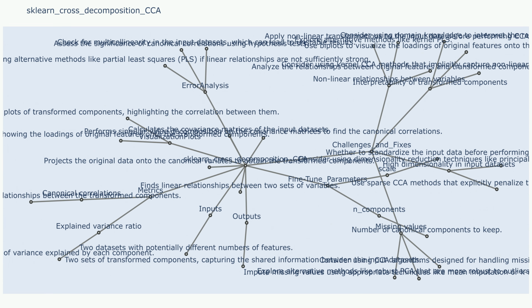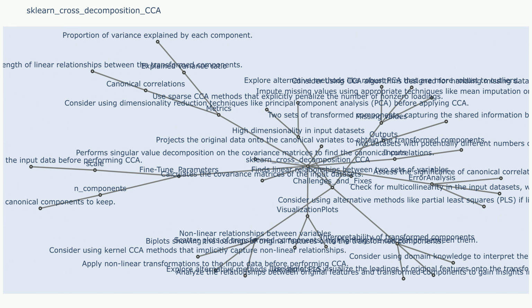Parameter 1: n_components. This parameter specifies the number of canonical variables to extract. Typically, a smaller number of components is sufficient to capture the most significant relationships between the data sets. Parameter 2: regularization. This parameter introduces regularization to the CCA model, which helps to prevent overfitting and improve the stability of the solution.